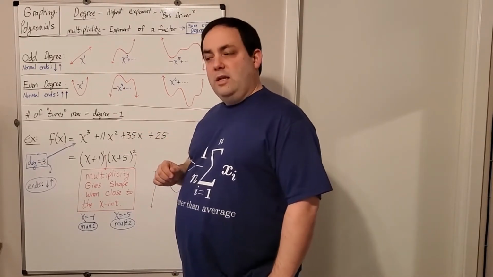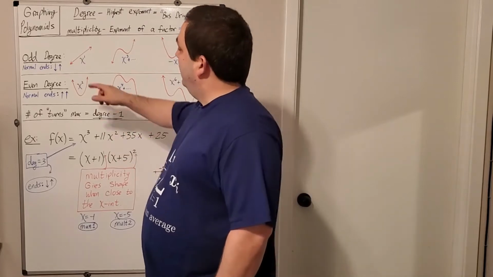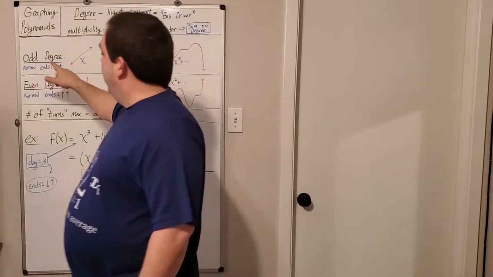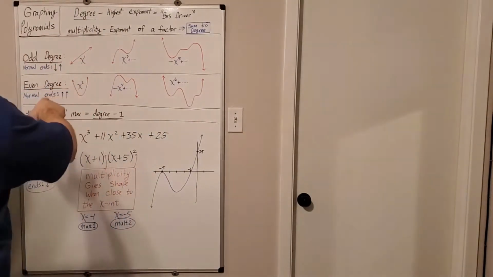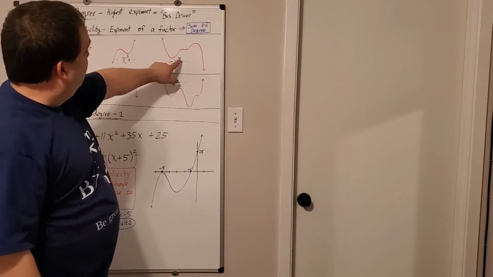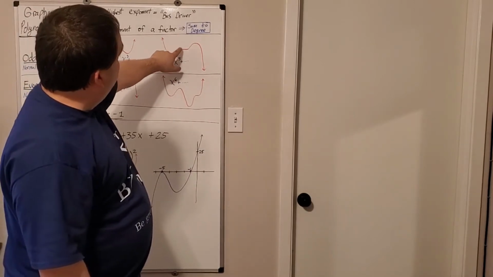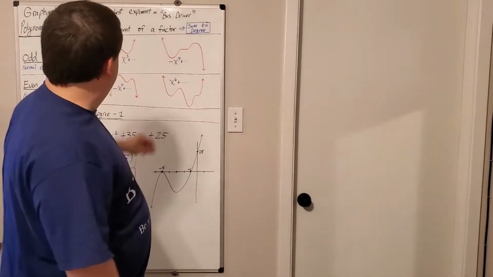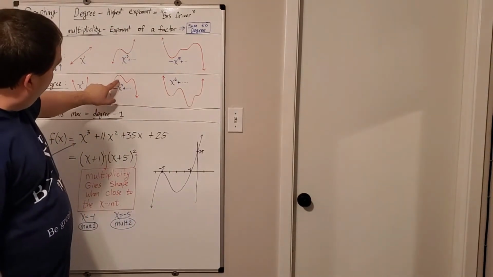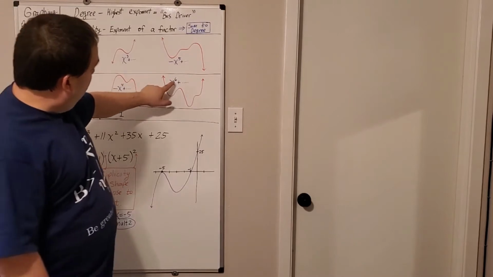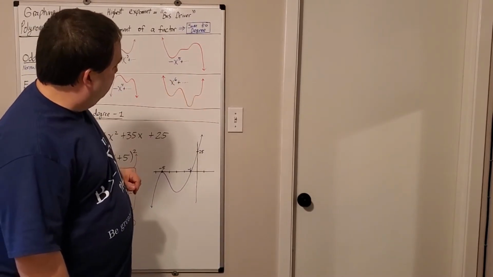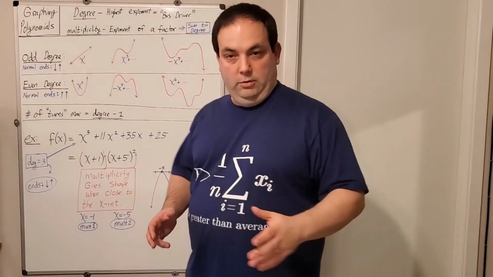Another pattern that's going to help us out is the fact that you'll notice that x to the 1 here doesn't have any turns whatsoever. X to the 3 has 2 turns. X to the 5 has 1, 2, 3, 4 turns. X to the 2, 1 turn. X to the 4, 1, 2, 3. X to the 6, 1, 2, 3, 4, 5. So you should see a pattern starting to form here.